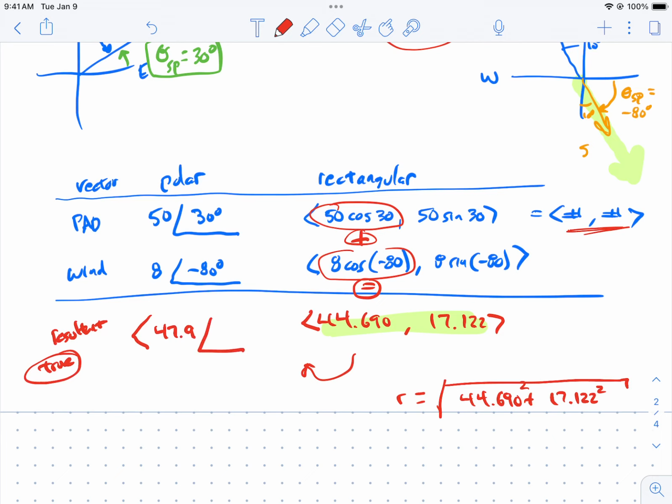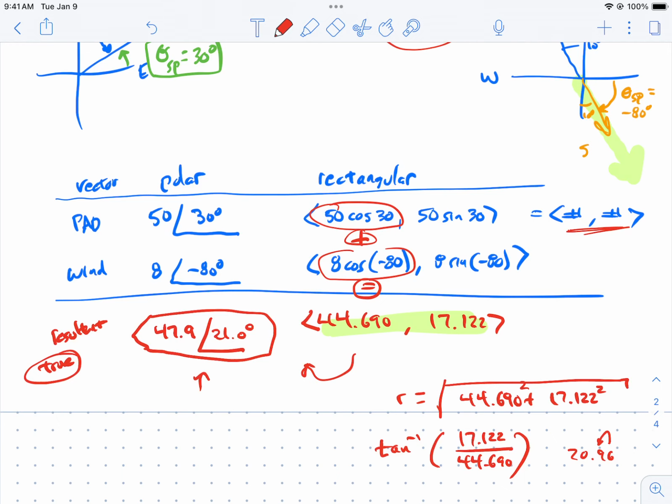And then the angle would be, remember we got to do the shift tangent thing. So you take the y component over the x component, 17.122 divided by 44.69 equals shift tangent answer equals, and I got a 20 point, it's 20.96. So if I round that to 1 decimal place, that's going to become a 21.0 degrees. And there's my best answer right there.